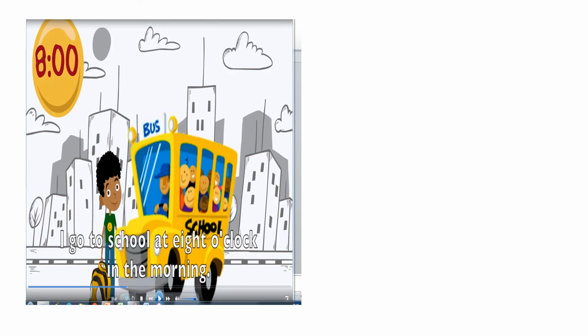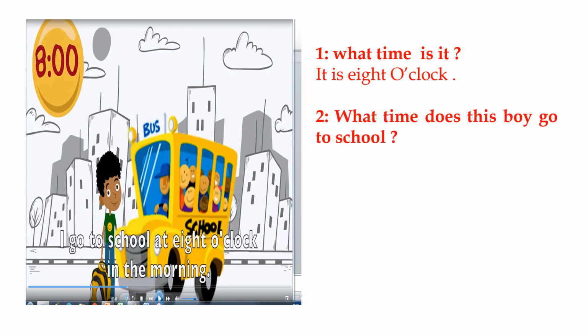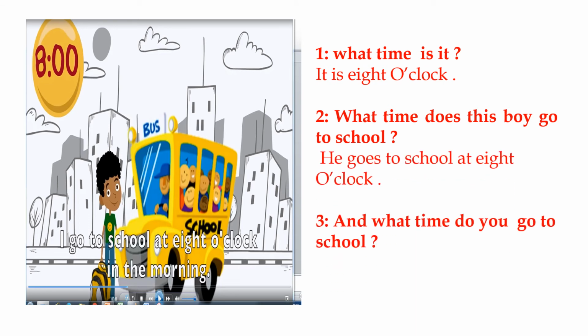Now, another picture. What time is it? It's 8 o'clock. What time does this boy go to school? He goes to school at 8 o'clock. What time do you go to school? I go to school at 6:30.